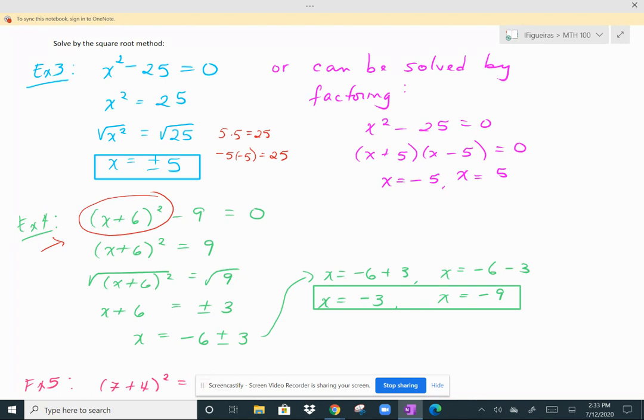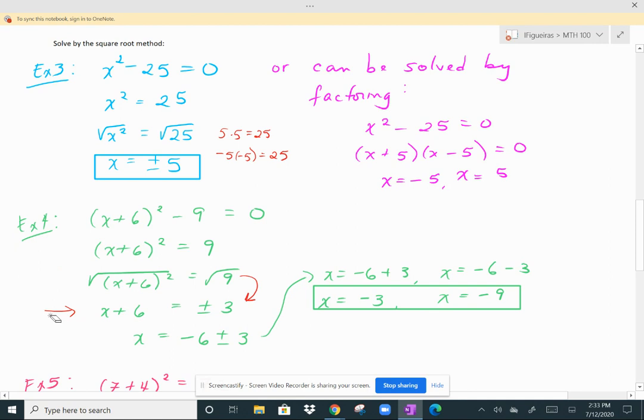But before I do that, I need to get my constant over on the other side. So that's what you see here. You add 9 first. Then you take the square root on the left and on the right. And the square root of x plus 6 squared, well, that just leaves me with the radicand, x plus 6. And here again, the square root of 9, don't forget, put not just 3, it's plus or minus 3.